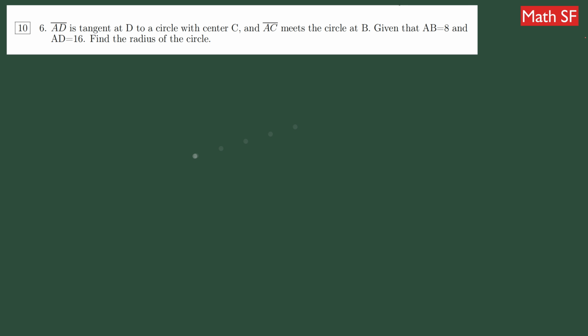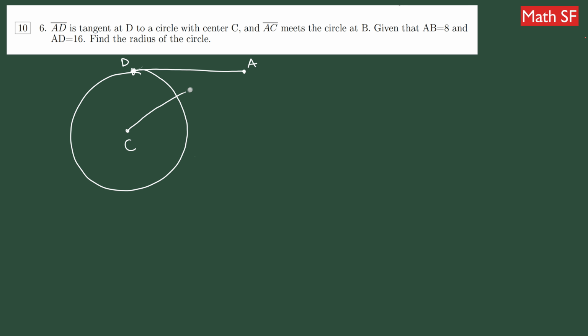What we must do first is to picture our circle. So I'm going to have a circle here with center C, and they say that AD is tangent at D. So let's call D here, and there is a segment here, with A around here. They also say that AC meets the circle at B. Given that AB, this part, is 8, and AD is 16. Find the radius of the circle.